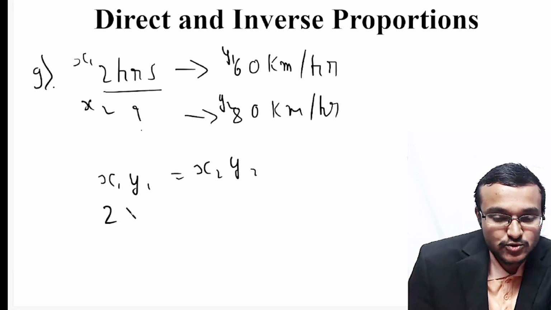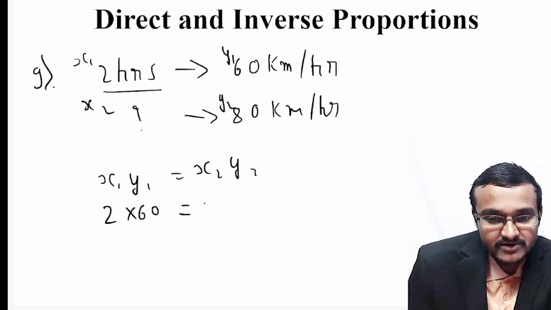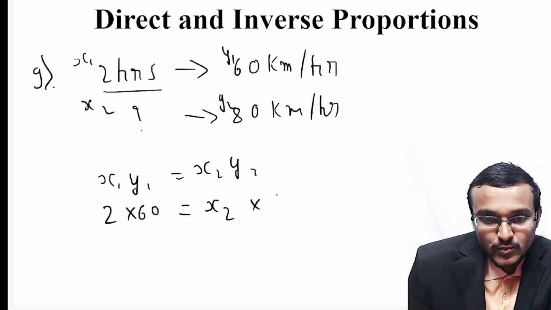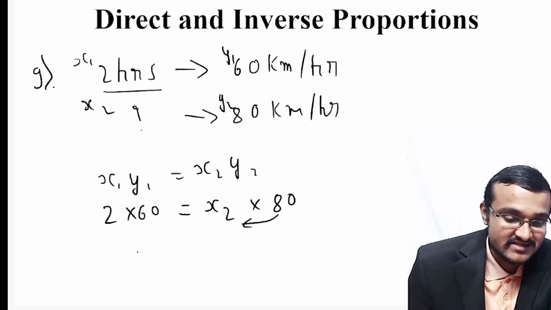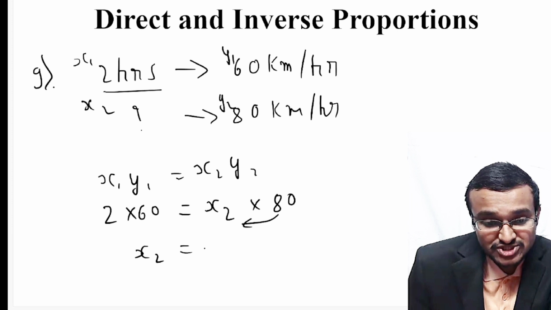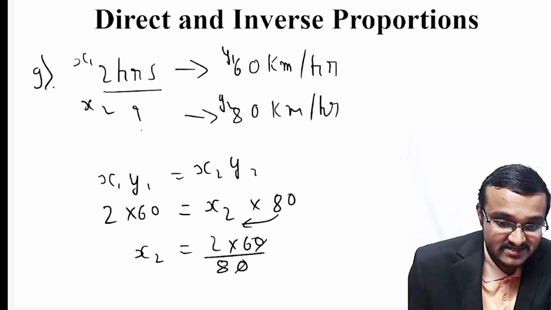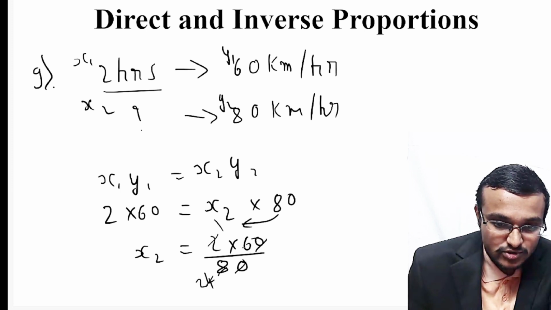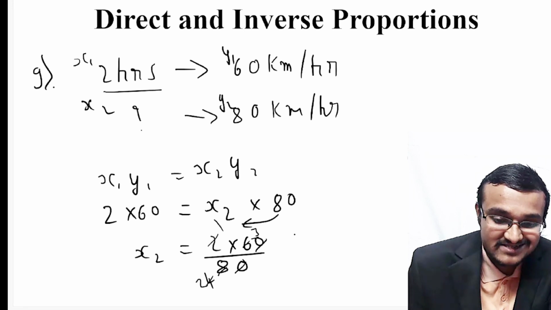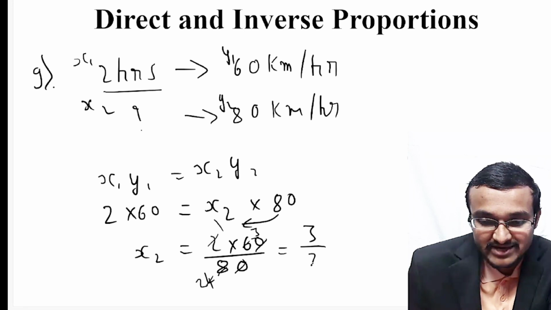So x1 is 2 hours into 60 km per hour is equal to x2, which we don't know, into y2, which is 80 km per hour. So you can bring this 80 to the other side of the equality symbol. So x2 will be equal to 2 into 60, and 80 will be in the denominator. So the 0s cancel. 2 1s are 2, 4 2s are 8. Here 2 2s are 4, 2 3s are 6. So here you will get 3 by 2 as the answer.